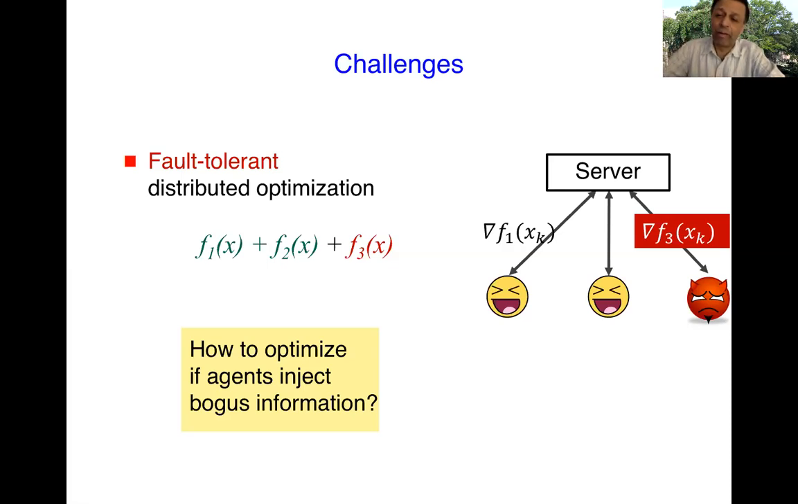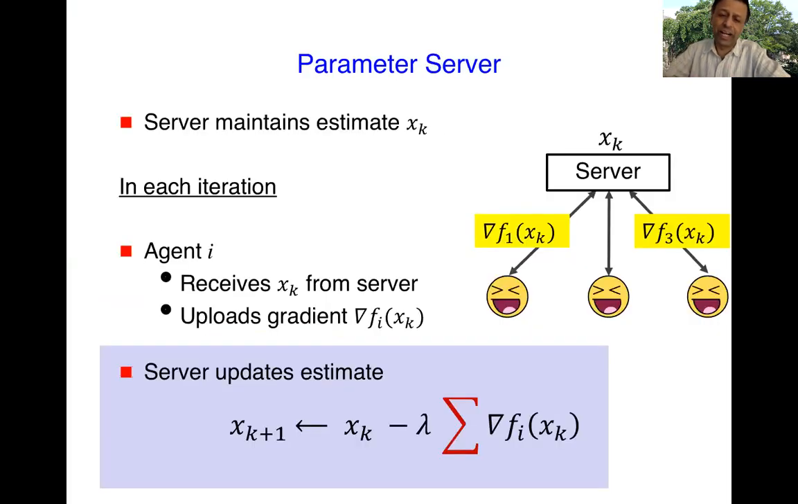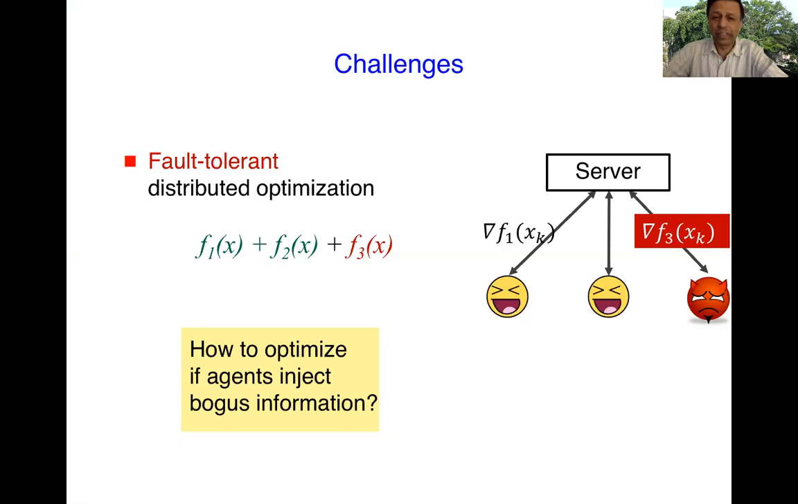and it may upload incorrect gradients for its cost function F3. Now, if the server gets incorrect gradients, then this computation at the bottom of this slide will not be done correctly because it doesn't have the right gradients for the cost functions. So the question then is, what do you do when these agents are behaving badly? How do you do global optimization? And what does it even mean to do global optimization correctly when sub-agents are faulty or compromised?